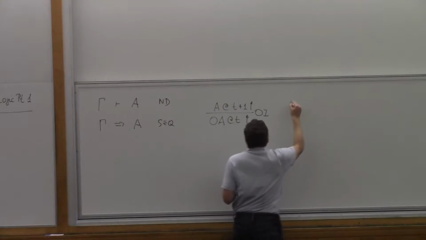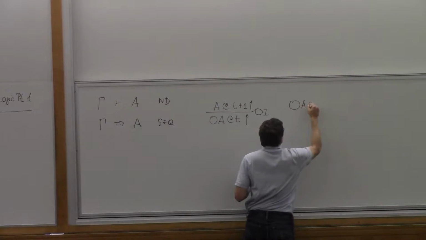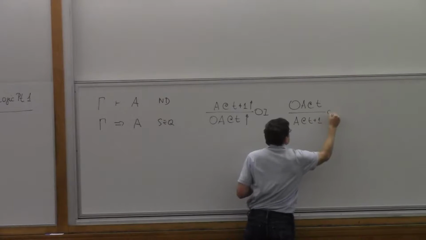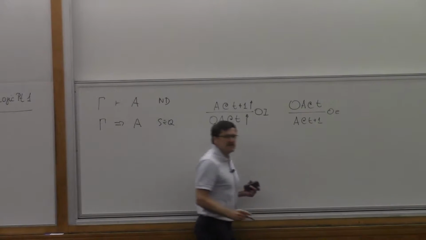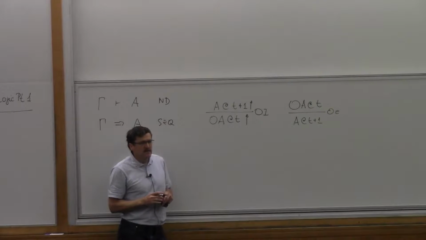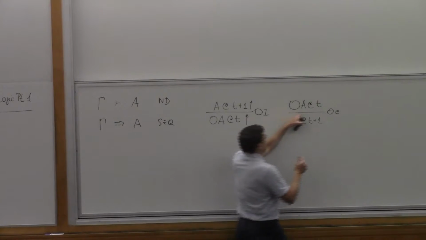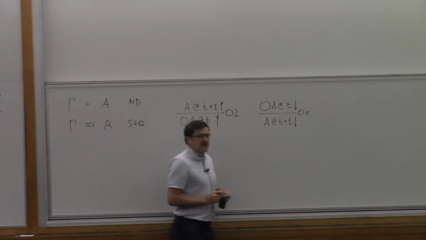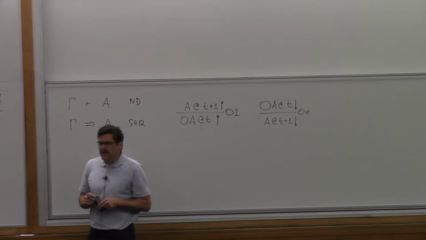And what's the elimination rule? Well, if you know circle A at time t, then you're allowed to conclude A at time t plus 1. This is the elimination rule. So what should the arrows be? Down, because this is how we use the knowledge of circle A. And so the elimination rules are the down arrow. So I don't think there's any ambiguity.